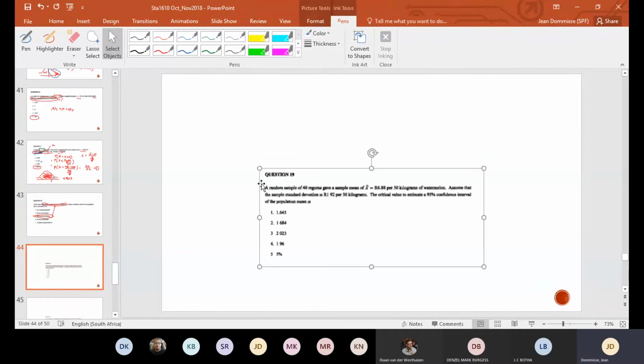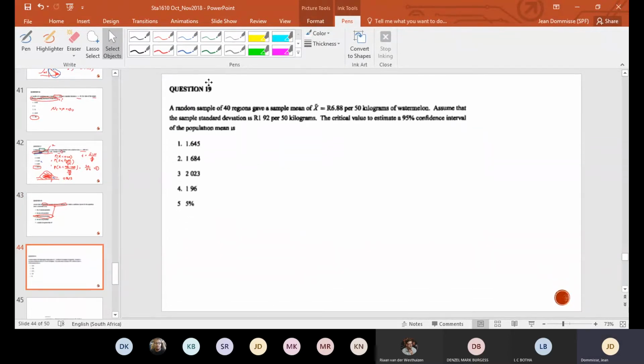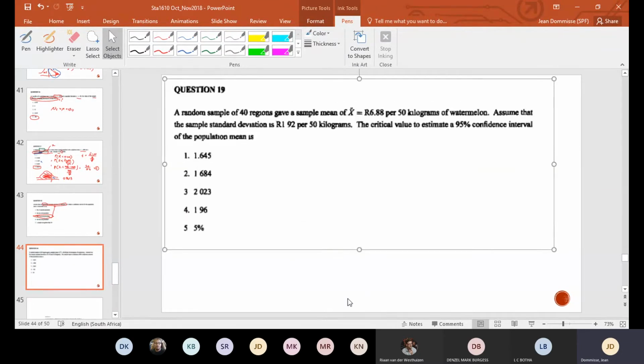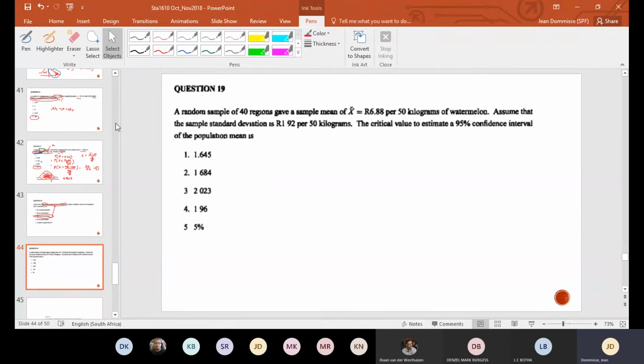If you look at question 19, it's exactly the same question that was in the May-June 2018 paper, where they give you all the information, but they basically ask you what is the critical value for the 95% confidence interval. I think that answer was 1.96, and you could have gotten that out of the table as well.